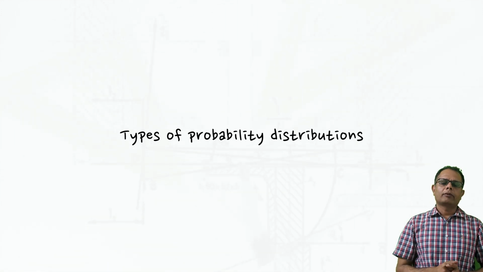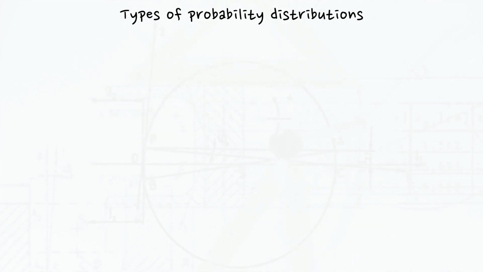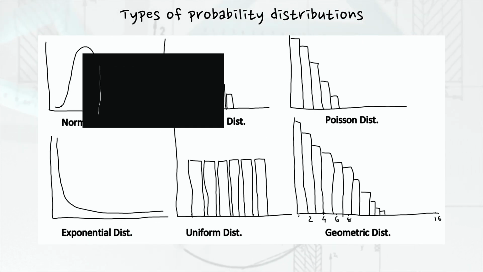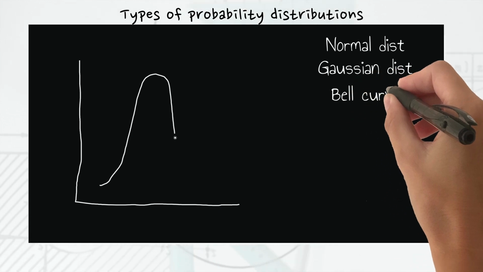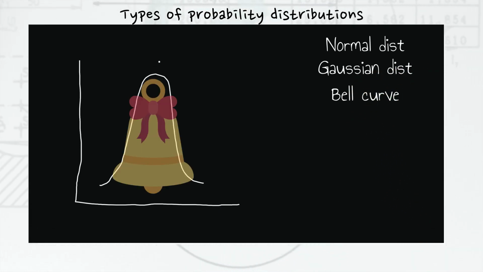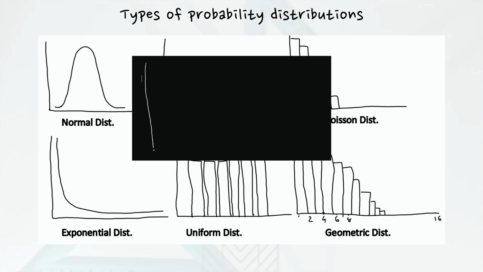Let us come back to our probability distributions. There are many different types of probability distribution, each with its own unique characteristics and properties. Some common types of probability distribution include normal distribution. This distribution is also known as the Gaussian distribution or the Bell curve because of its resemblance to a bell. It is a symmetric distribution with a single peak and the values are distributed evenly around the mean.